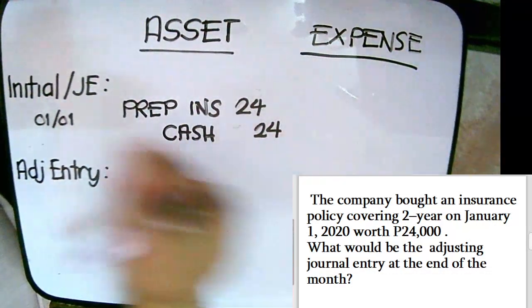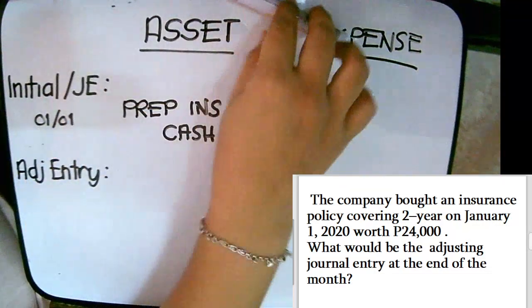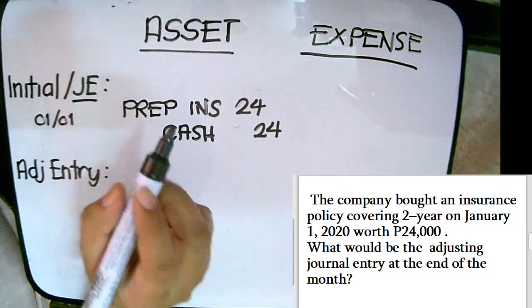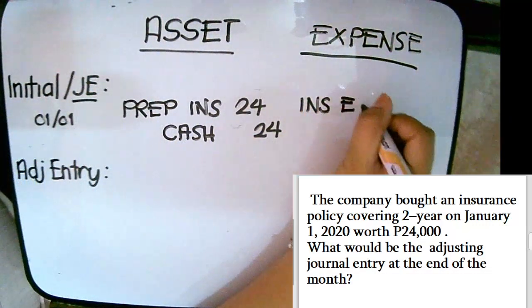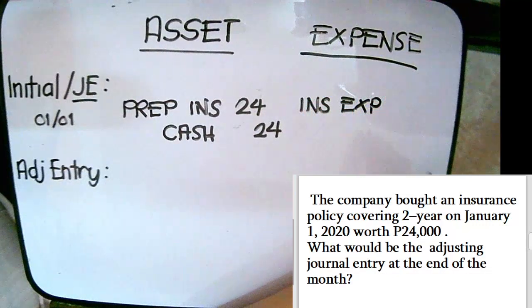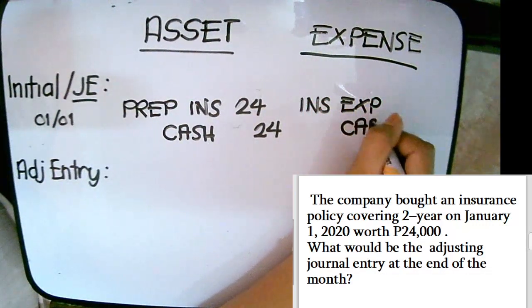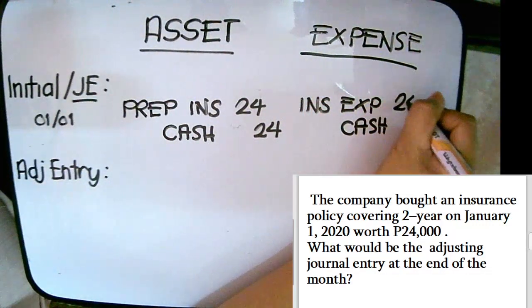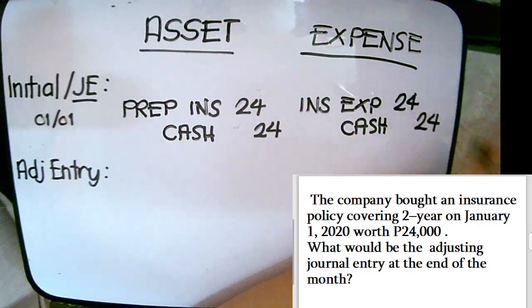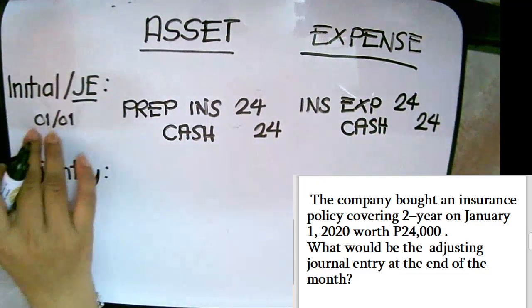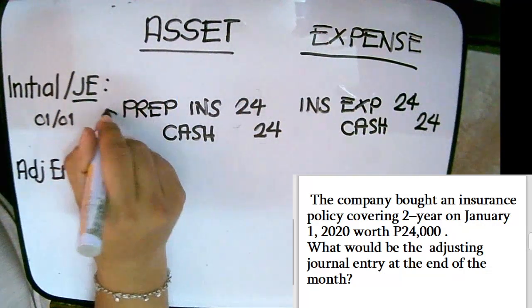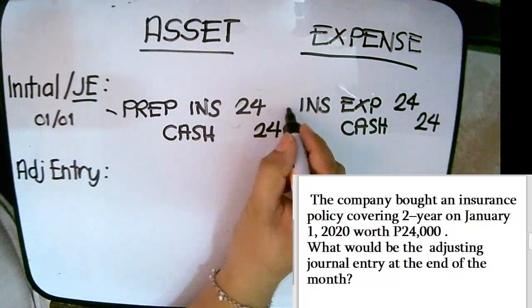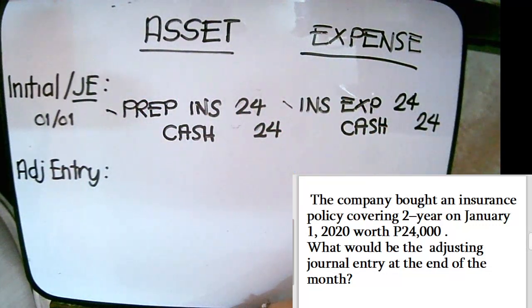So, ang entry natin, again, the initial entry or the journal entry for this transaction is a debit to insurance expense and a credit to cash of 24,000 pesos. So, wag kayong malilito, no? Kapag sinabi sa journal entry, kapag asset method, dapat meron tayong asset. Kapag sa expense method naman, dapat meron tayong expense. Yun lang naman yung sinasabi niya.